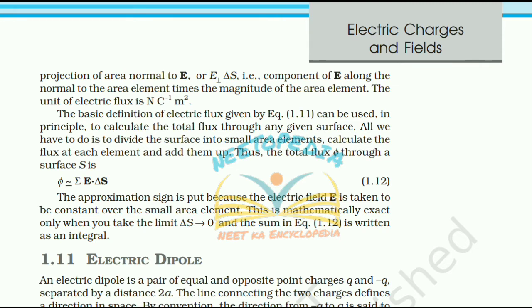The approximation sign is put because the electric field E is taken to be constant over a small area element. This is mathematically exact only when you take the limit as delta S tends to 0. The sum in the equation is then written as an integral.